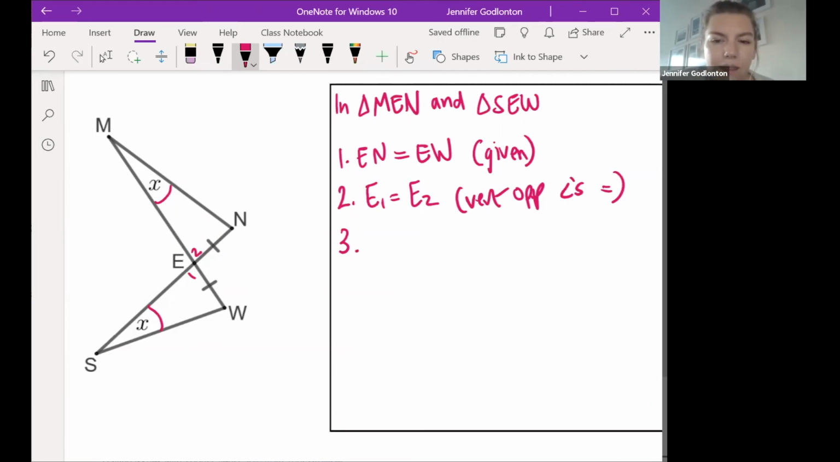MX equals SX. So we can just say angle M. We're just talking about this angle, which is equal to which angle? S. Okay. And you can say it's equal to X, but you don't have to. Our reason for that is just that it's been given to us. They gave it to us because they told us that they're the same.